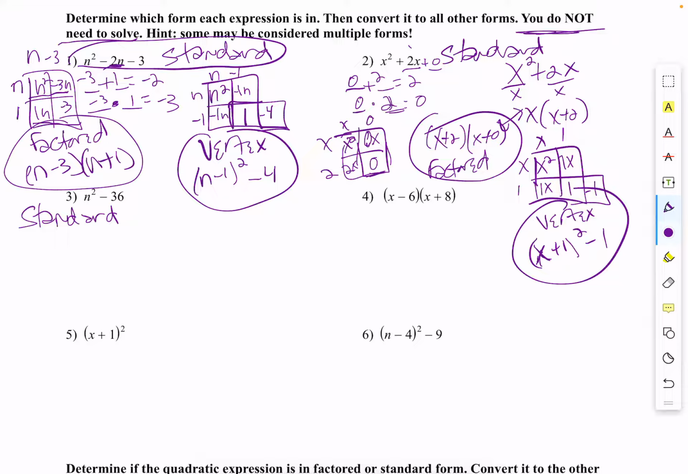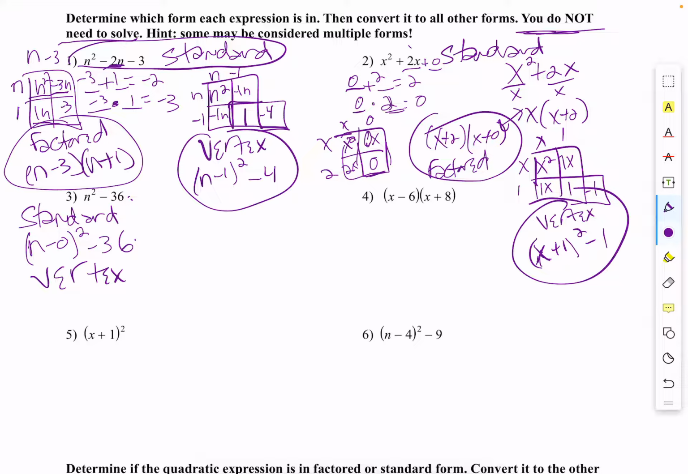I'm going to rewrite this a different way just to help you see the vertex form a little bit better. Minusing 0 doesn't change anything. So notice these two things are the same, and they're both in standard and both in vertex form.